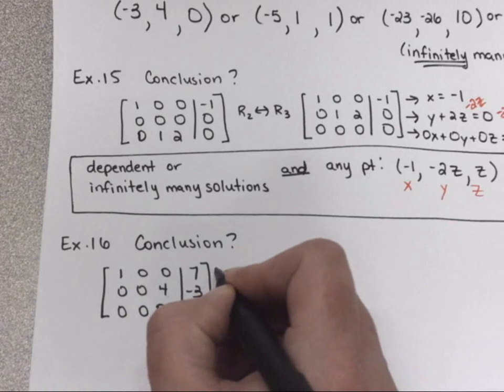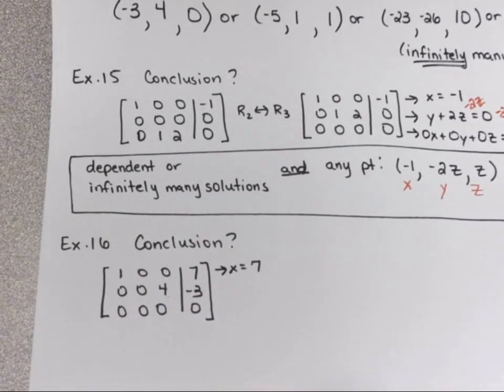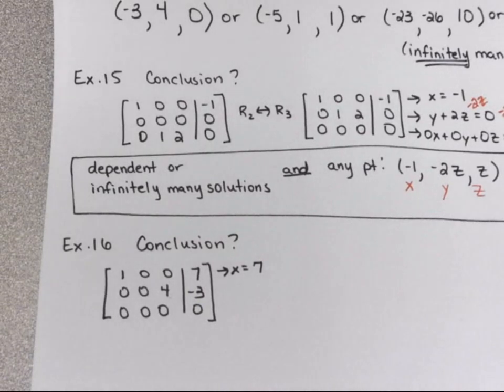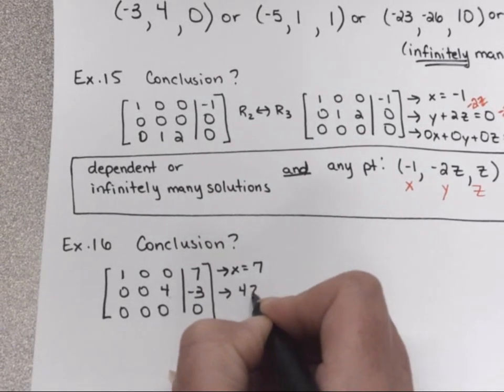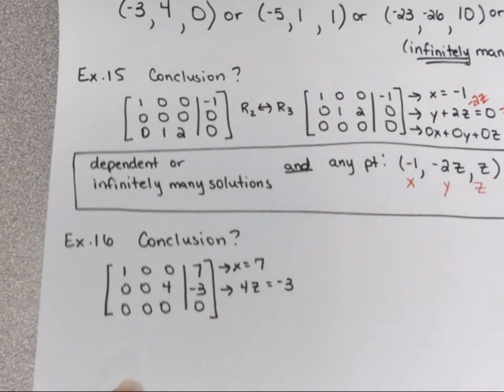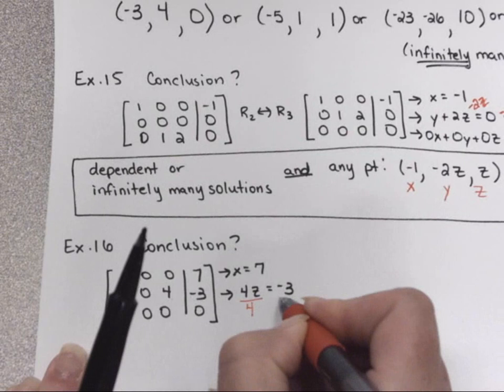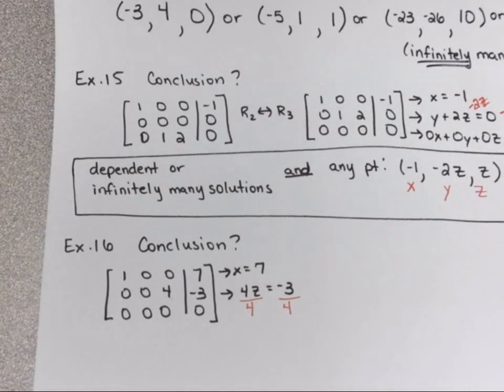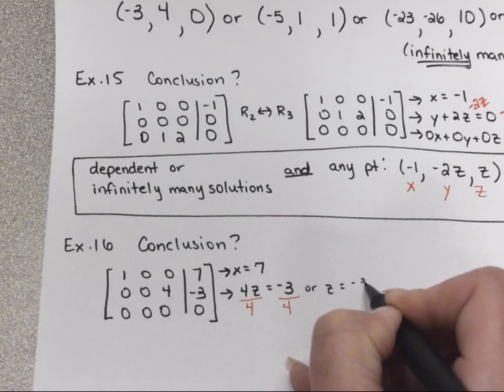So let's talk about what we have. We know that x is 7, right? And we actually know something about z. We can actually work it out. We know that 4z equals -3. So how could I get what z is? Just divide by 4, right? So I end up getting that z is -3/4.